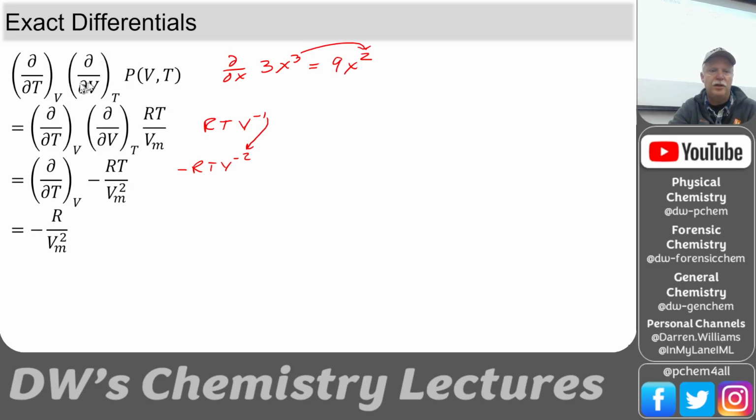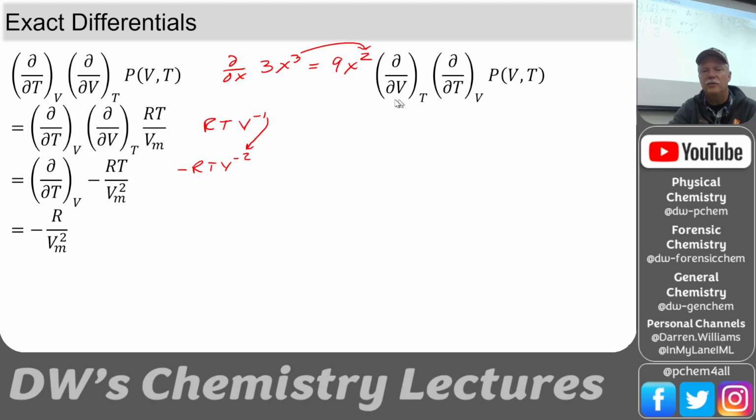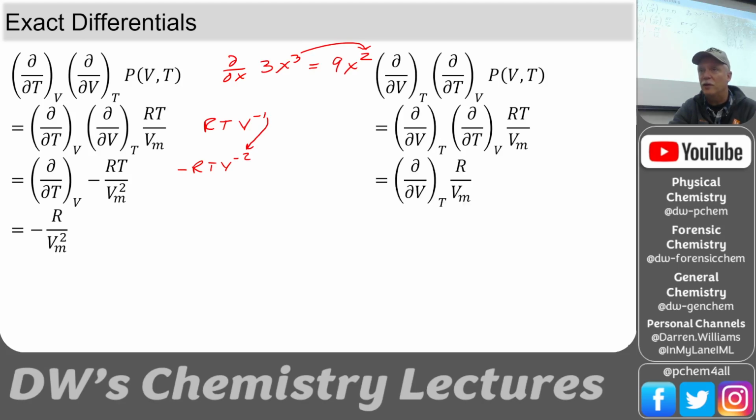So that's if we chose to do volume first, and then temperature. What if we did it the other way? So let's just show we get the same result. So now we're differentiating with respect to temperature first and then volume. So here we have RT over Vm, differentiate with respect to temperature. All that survives is R over Vm. And now we have R times Vm to the -1. So we're going to pull out that -1 and drop the exponent to minus 2. And you see we get the same result.